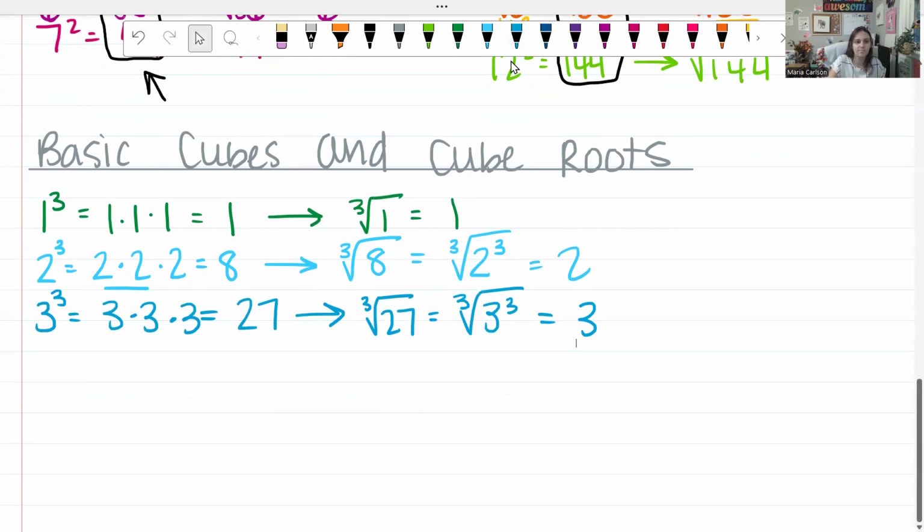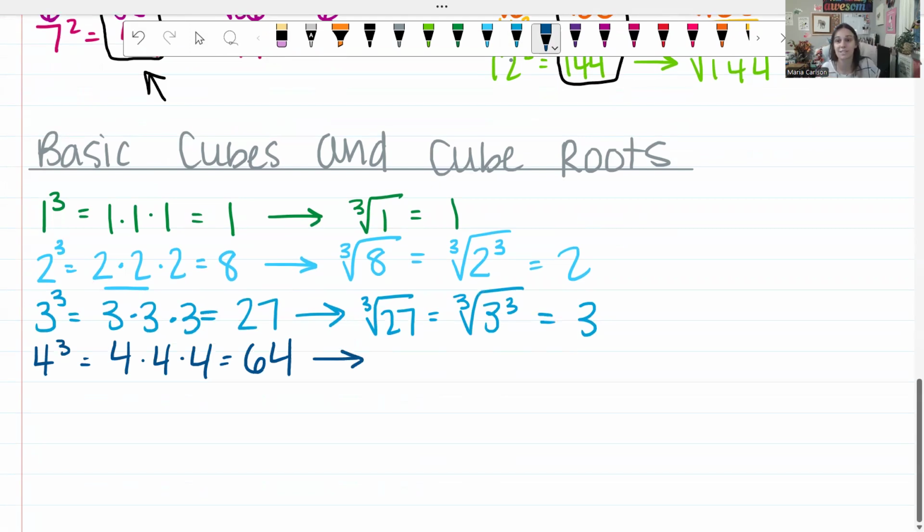4 cubed is 4 times 4 times 4, which is 64. So 64 is a number that is both a square root and a cubed root. Pretty interesting, along with 1. But 1, boring. So the cubed root then of 64 is the cubed root of 4 cubed, or 4. So the cubed root of 64 is 4.